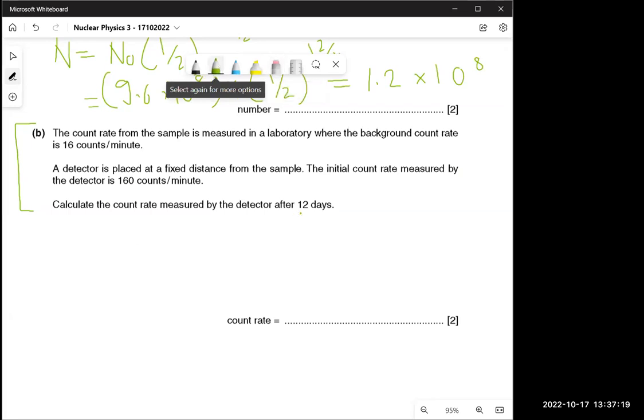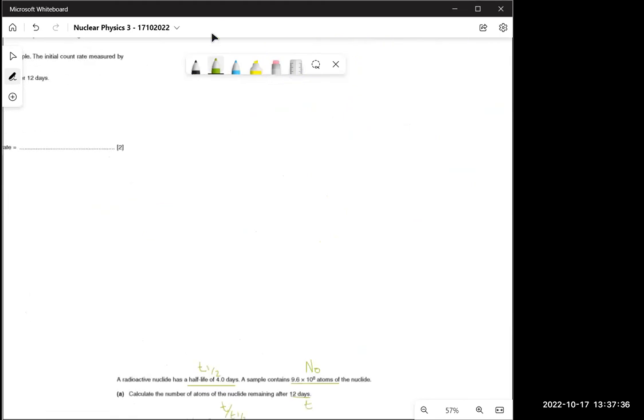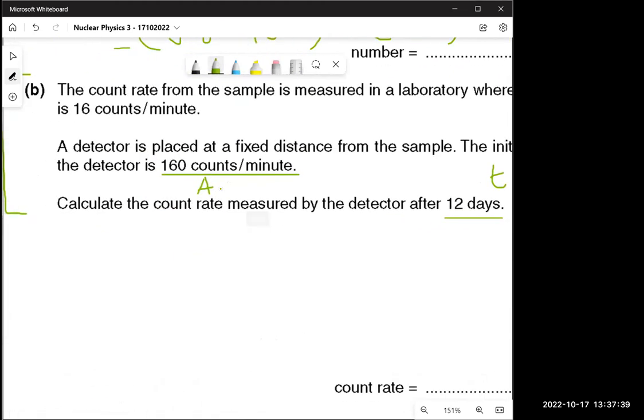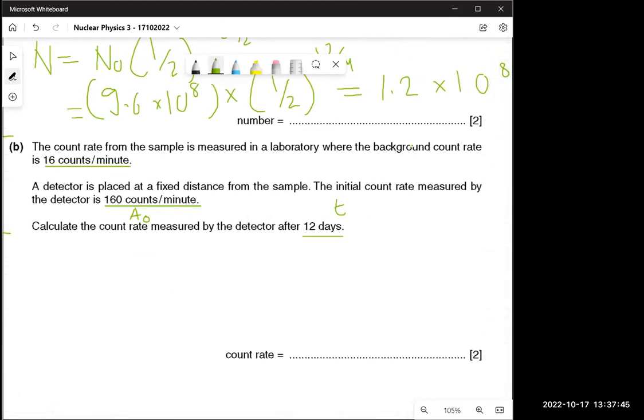Okay, what's happening? Let's again identify our key variables. After 12 days, that's my time. That's how much I have to find. This is my count rate or activity. The initial count rate basically means activity. There are two equations here which are basically the same as the first one, because number of particles and count rate are proportional. This is my original activity, and this is the background, the background radiation. Now, what are they asking us? They're asking us to find the count rate after 12 days.